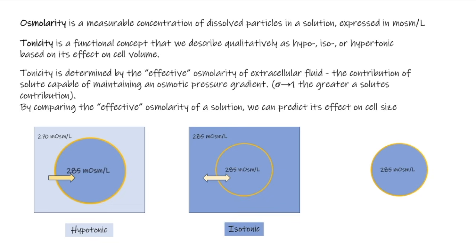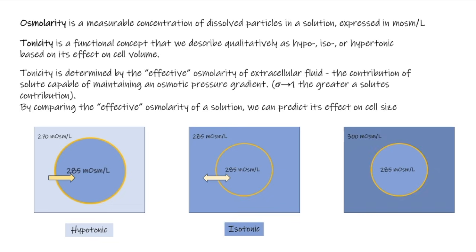Finally, if we place our cell in a solution that has an effective osmolarity that's greater than 285, here I say 300 milliosmoles, in this case the osmotic pressure of the solution outside of the cell is greater than inside. Water will move toward the higher osmotic pressure. So placing a cell in this type of solution will result in water leaving the cell and the cell shrinking. This type of solution is referred to as a hypertonic solution.